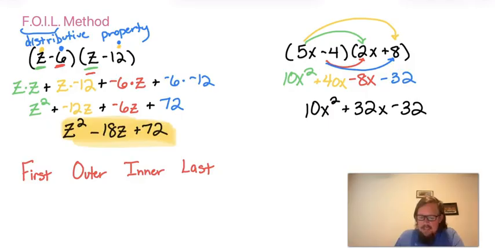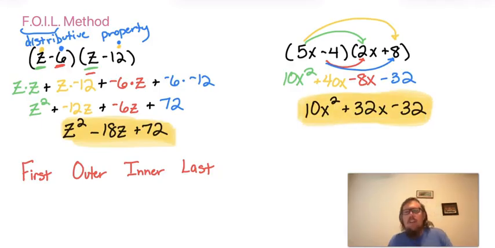And there is, in my humble opinion, the totally useless FOIL method. I advise you to never think of it as FOIL, think of it as the distributive property. But if somebody says, take these polynomials and FOIL them, they mean multiply them using the distributive property.